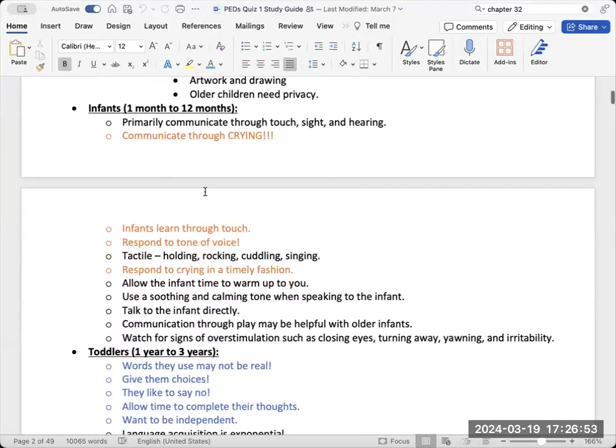But if we're talking about an infant, 1 to 12 months, communication for this is through touch, sight, and hearing. Okay, because babies can't speak to you when they're 1 month and 12 months.